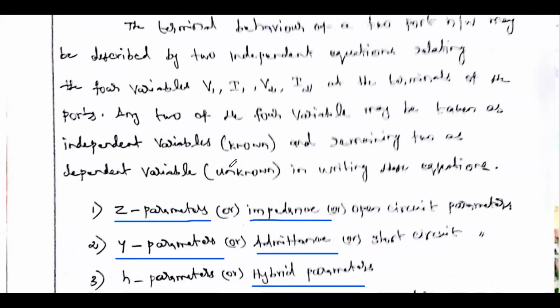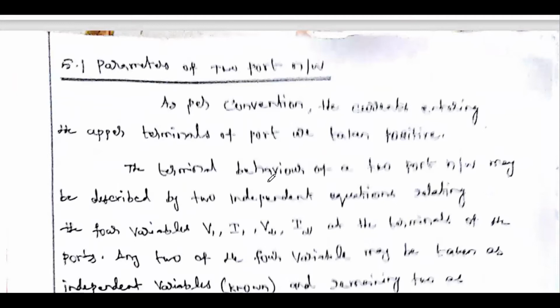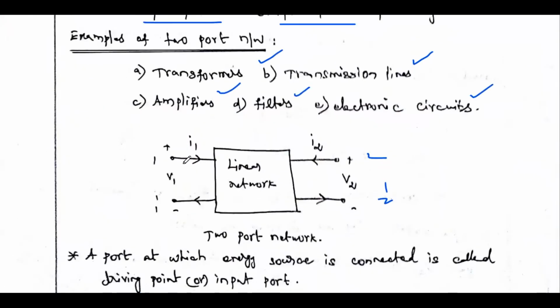While considering the two port network, there are 4 variables we have to take. What are the 4 variables? One is V1. V1 is the voltage applied across the input port, so V1 is the input voltage, and the corresponding current flowing through the input port is the input current I1. Similarly, I2 is the current flowing in the output port, so I2 is called the output current.